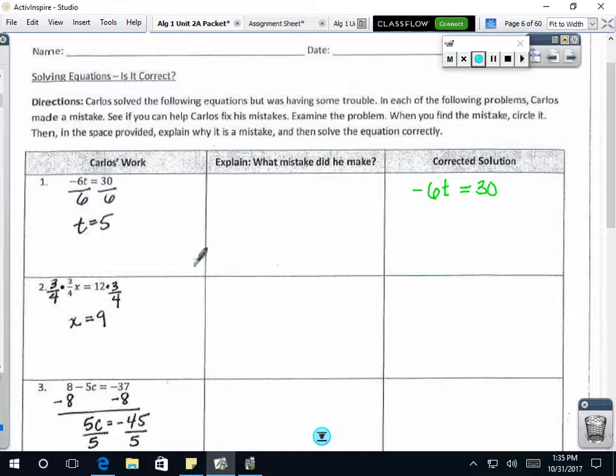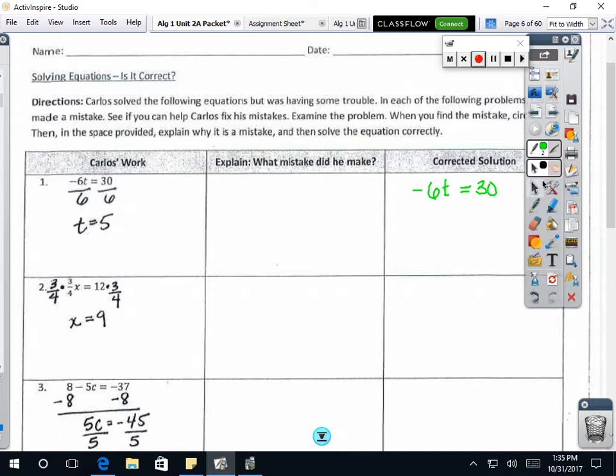What did he do first? Correct. He divided, which was correct, but he should have divided by the exact same number, which was a negative 6. So there's his mistake. He should have divided by a negative 6.